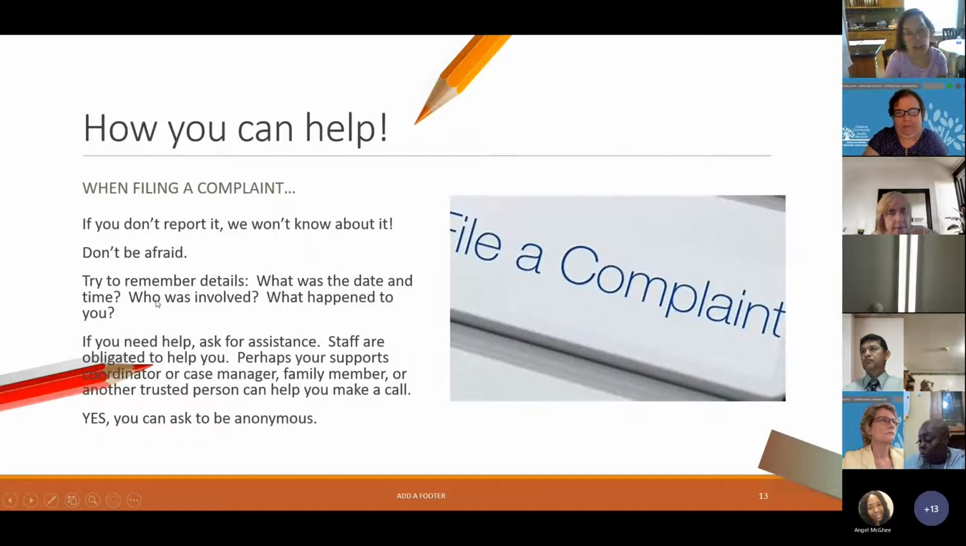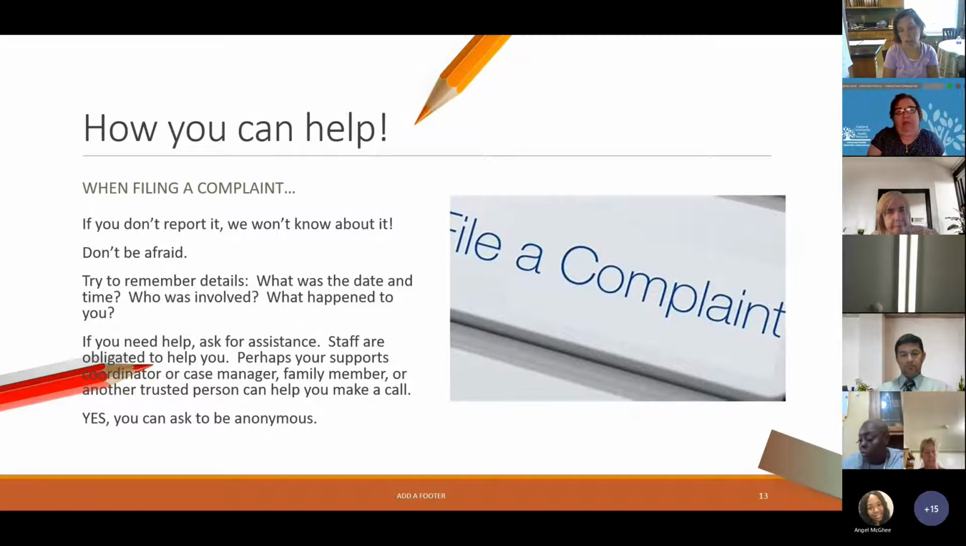So how can you help the ORR? You can help when you're filing a complaint. If someone doesn't report it, we won't know about it, and we need to know what's going on. So don't be afraid, right? We know that people don't file complaints for a variety of reasons, all right? But we need to know about it if we want whatever's going on to stop and for us to look at it. So if you can't file it, ask somebody else to file it for you.